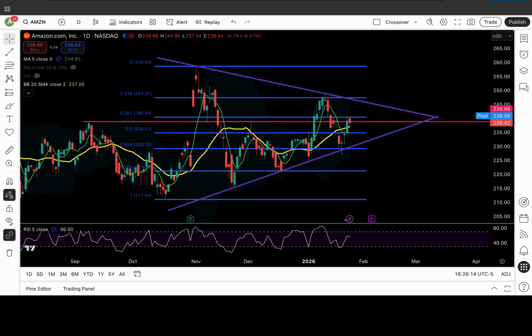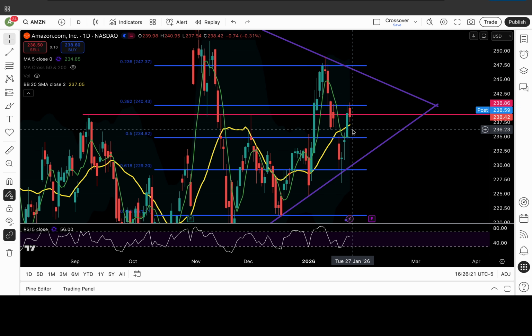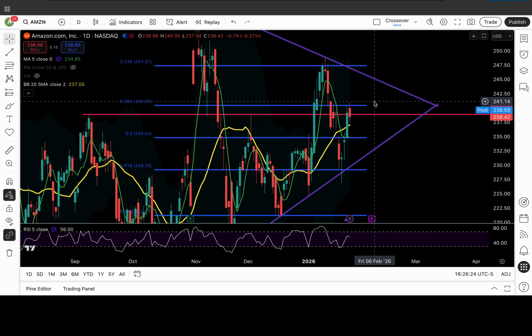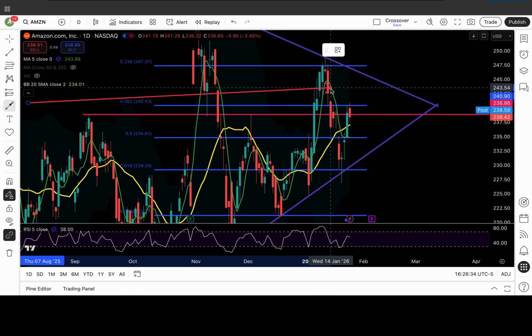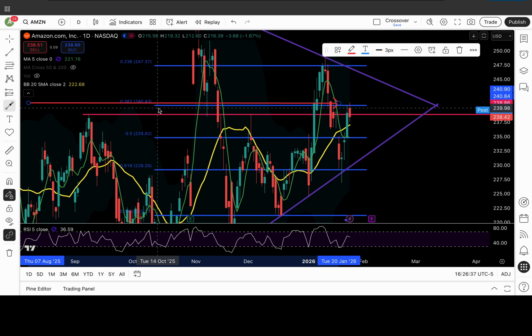Here is Amazon. Amazon gave us a red candle today after a decent bodied green candle. Is that an evening star pattern? It doesn't quite look like it, but it tells a similar story, if you will. And we can also see that it's still rejecting from a Fibonacci level at 240.4. Still rejecting. Still being defended as a resistance level.